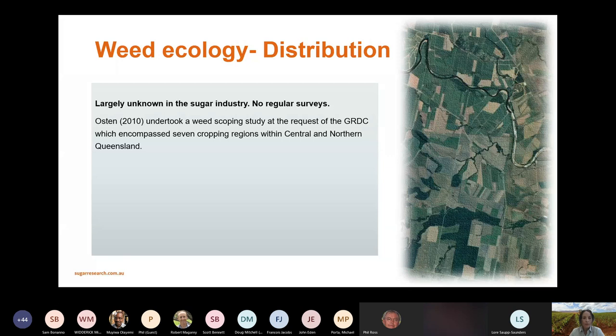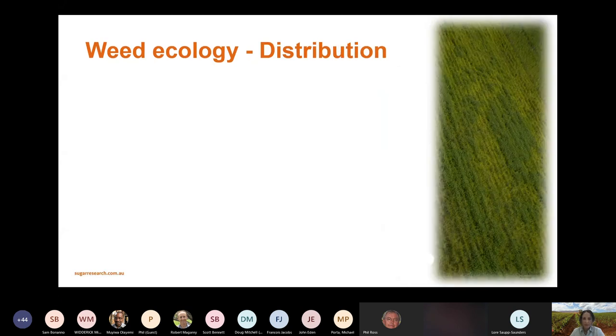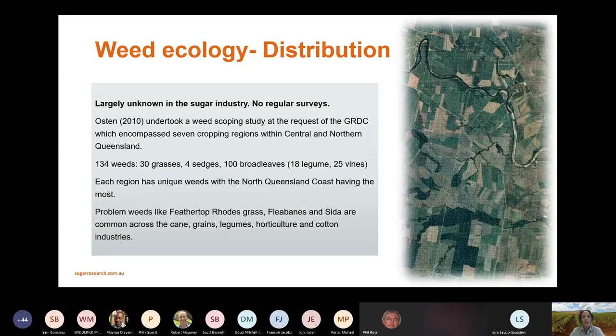Vicky Houston, in 2010, at the request of the GRDC, undertook a weed scoping study that encompassed seven cropping regions within central and northern Queensland that include the sugar industry. She found 134 weeds, including grass, sedge, and broadleaf. She found that North Queensland's coast had the most unique weeds compared to other regions. She also interestingly found that some problem weeds like feathertop Rhodes grass, pea vines, and cider are common across industries like grain, cane, legume, horticulture, and cotton. This sort of information could prompt some co-investment to work on weed ecology and management across industries.